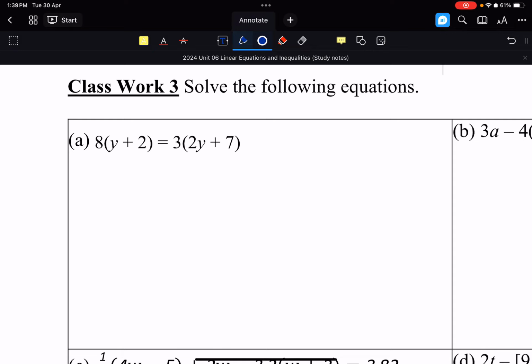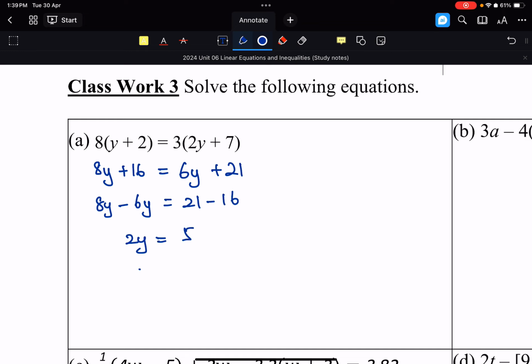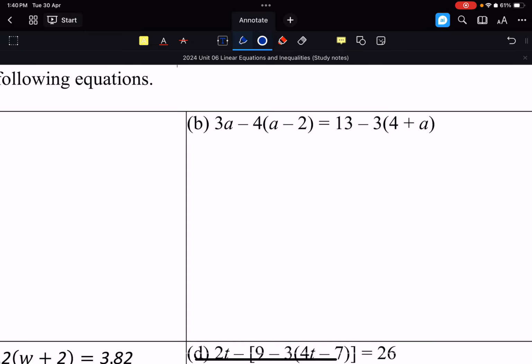So what can we do here? Well, first, of course, is to distribute carefully. That means 8y plus 16 is equal to 6y plus 21, right? Once we do that, we can rearrange it so that the unknowns go to the left hand side and the known numbers, the values, go to the right hand side. That means 8y minus 6y on this side, 21 minus 16 here. That gives us 2y is equal to 5. y is equal to 2.5. That's 5 divided by 2. Okay.